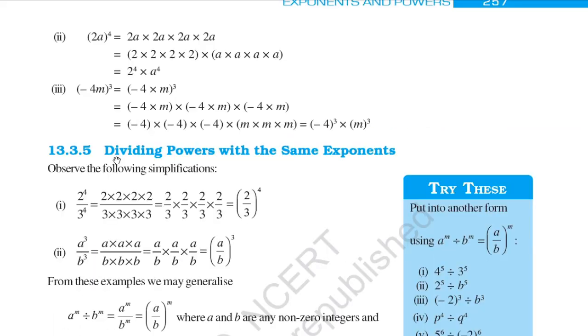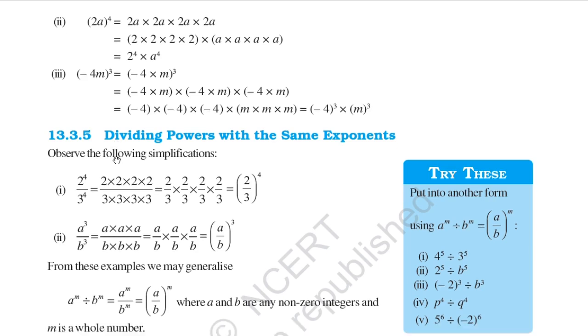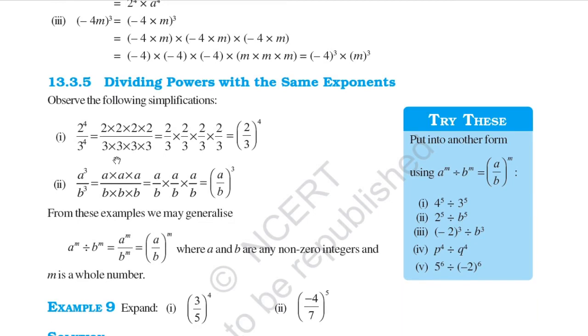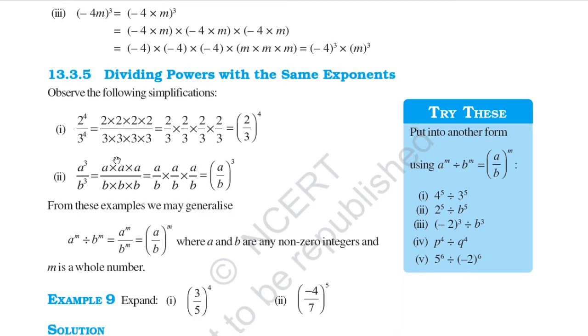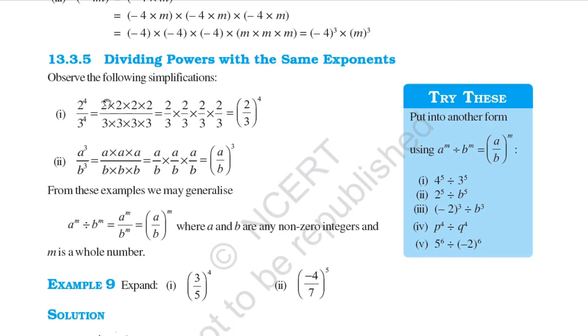13.3.5 Dividing powers with the same exponents. Observe the following simplifications. The first is 2 to the power 4 divided by 3 to the power 4. So you can see here 4 times 2 and 4 times 3. When we divide, it becomes (2 by 3) to the whole power 4. Similarly, a to the power 3 by b to the power 3, a three times and b three times, so you get (a by b) to the whole power 3.